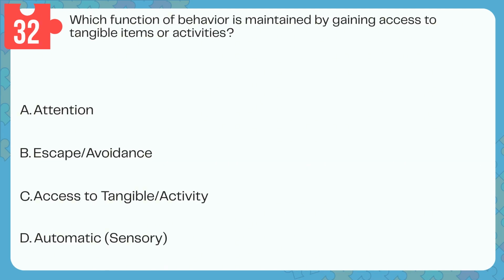Question 32. Which function of behavior is maintained by gaining access to tangible items or activities? A. Attention. B. Escape/avoidance. C. Access to tangible/activity. D. Automatic, sensory.